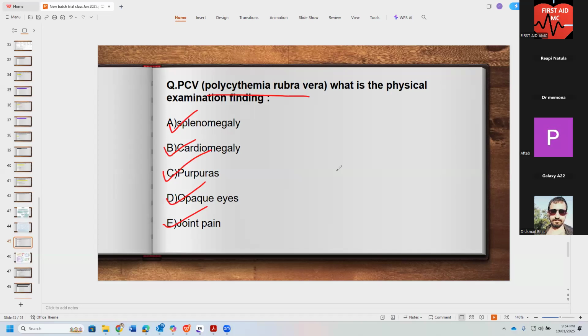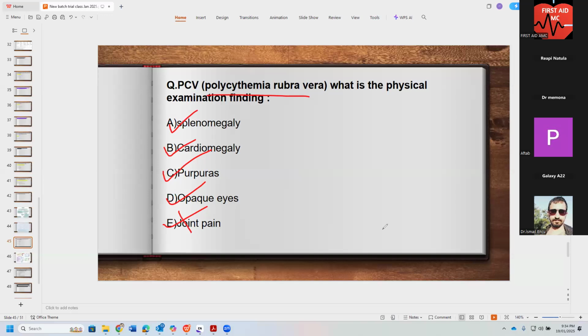Alrighty, let's start. So polycythemia rubra vera, we all know it's an increased amount of red blood cells in the body, and it causes elevated hemoglobin, right? It can cause joint pain, but most of the time it's chest pain, not joint pain acutely. So less likely.